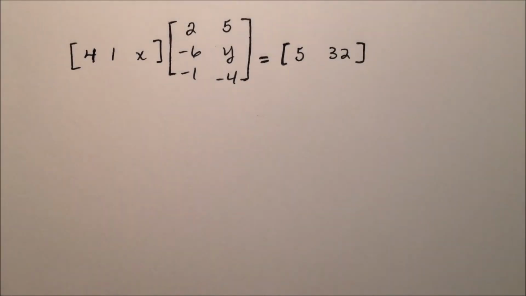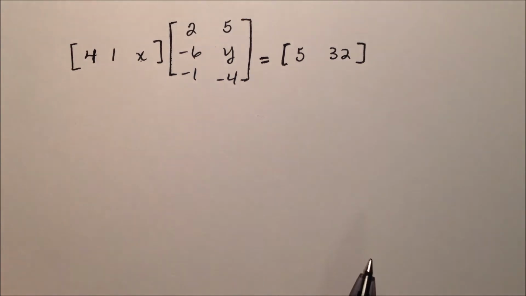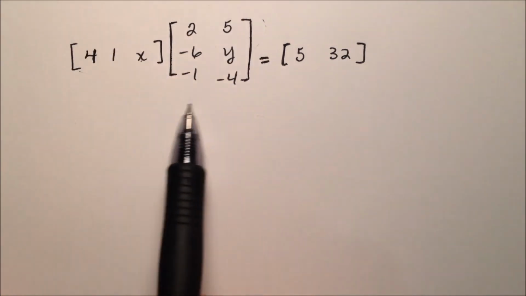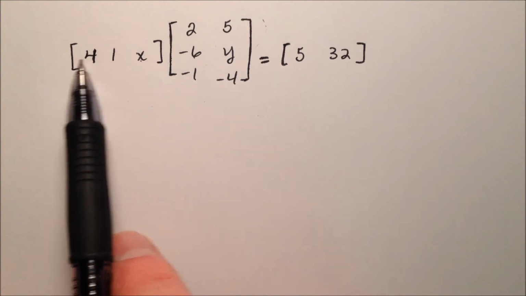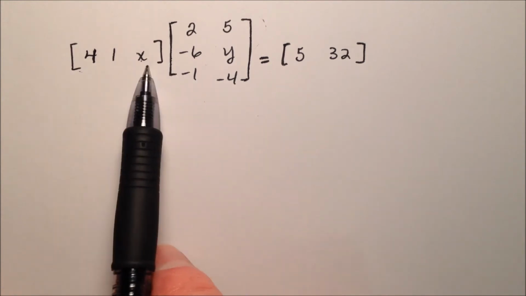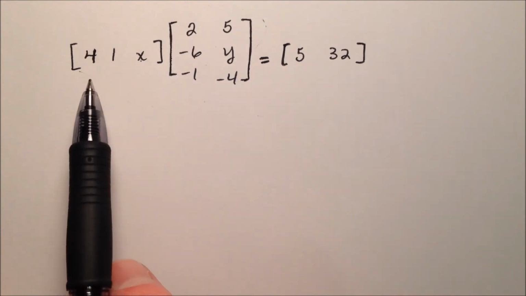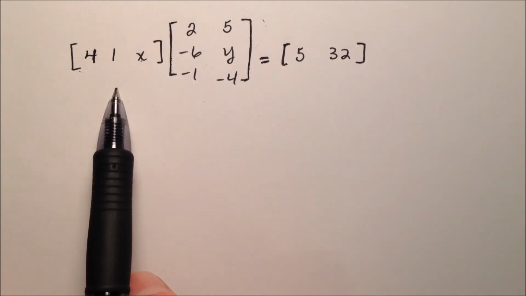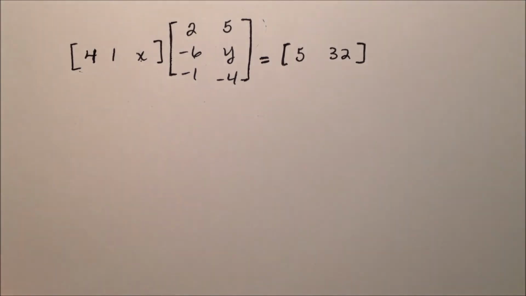Here we're going to solve this matrix equation and find values for x and y. So on the left side of this equation, I notice I have some matrix multiplication. I have this row matrix, 1 by 3, and then I have this guy that's going to be a 3 by 2. So when we're done, we should have a 1 by 2 matrix, which it looks like on the right side of the equation. That's exactly what we have.